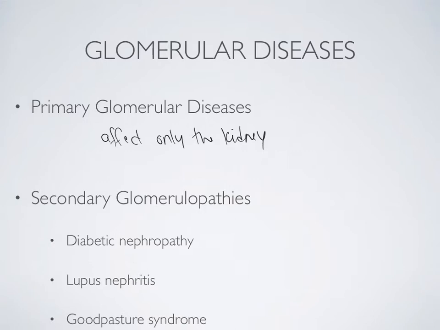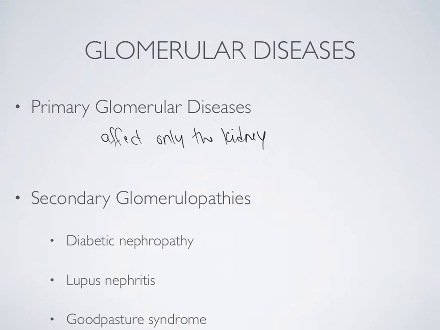So diabetes can affect the glomeruli, often because you have high blood sugar and it causes endothelial damage to those capillaries in the glomerulus. Lupus is an autoimmune disease where you produce autoantibodies to a lot of the different proteins or DNA in the body, and those immune complexes or antibodies can get deposited in the kidneys and cause glomerular disease. And then the bottom one here that you can't see is Goodpasture syndrome.